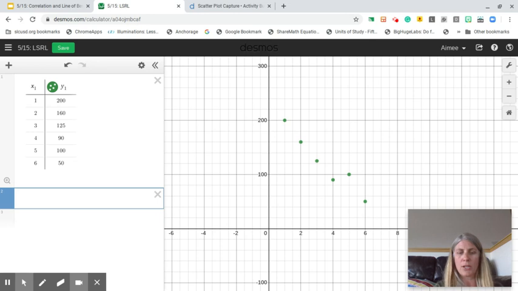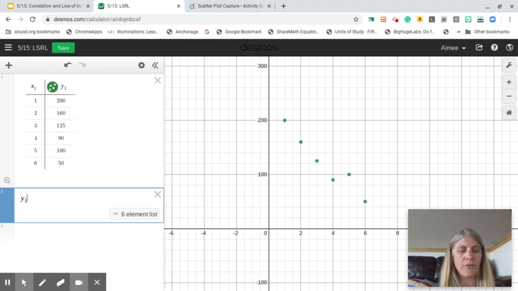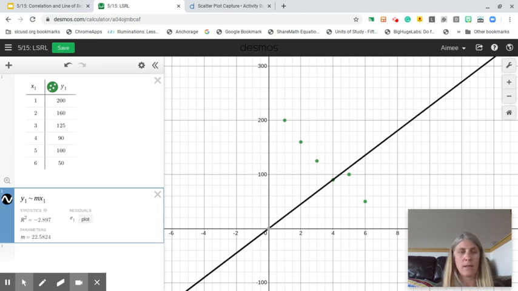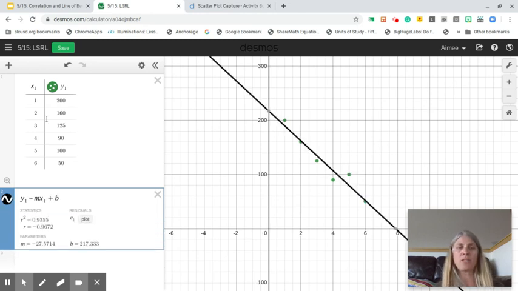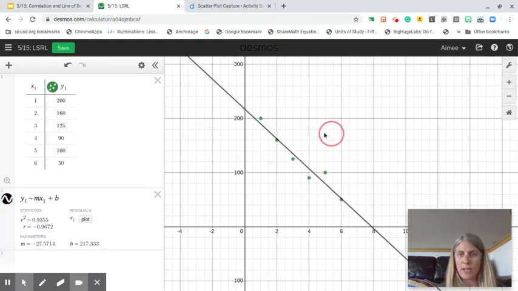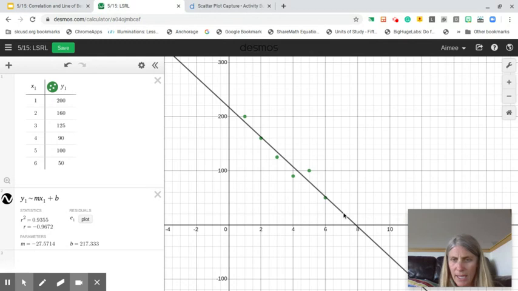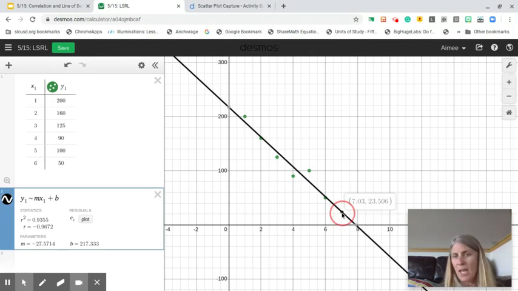You have to know what to plug in. It's y1, and then tilde is like an equal sign with a little curve, and it's shift above the tab key. And then it's mx1 plus b. The reason we do x1 and y1 is, as you can see, they're the top of this table. This is the information right here. The m is giving us the slope, and the b is giving us the y-intercept. That allows us to look at this equation and predict on this line how many it would be at 7. That is how we use the line of best fit and correlation to make predictions in statistics.